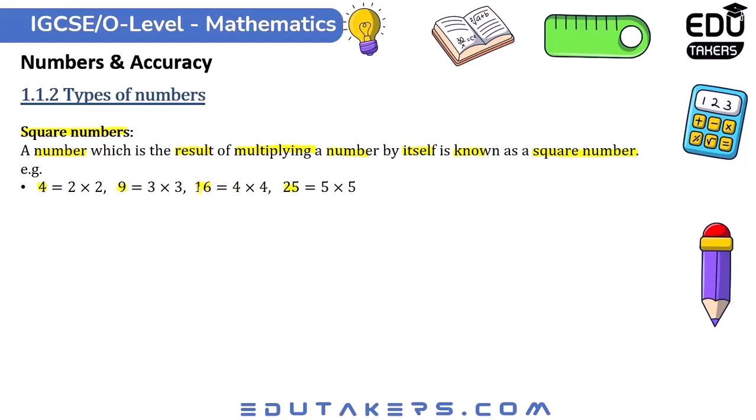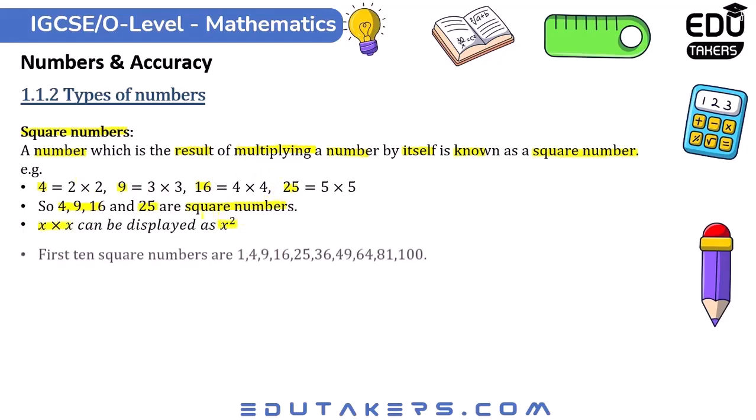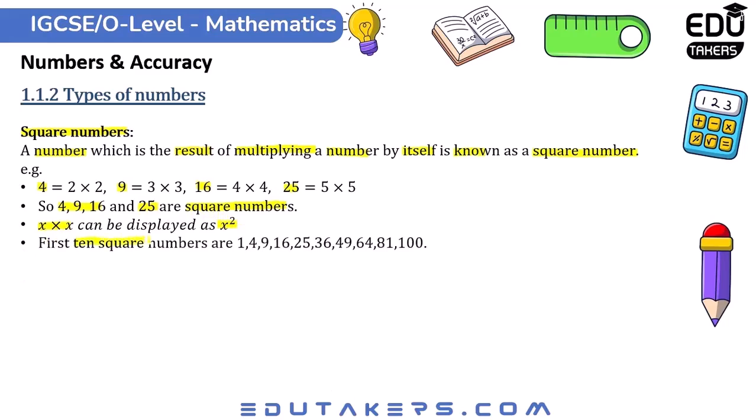4 times 4 is 16. So 16 is a square number. Then 5 times 5 is 25. So 25 is a square number. So 4, 9, 16 and 25 are square numbers. We can write x times x as x square. First 10 square numbers are 1, 4, 9, 16, 25, 36, 49, 64, 81 and 100.